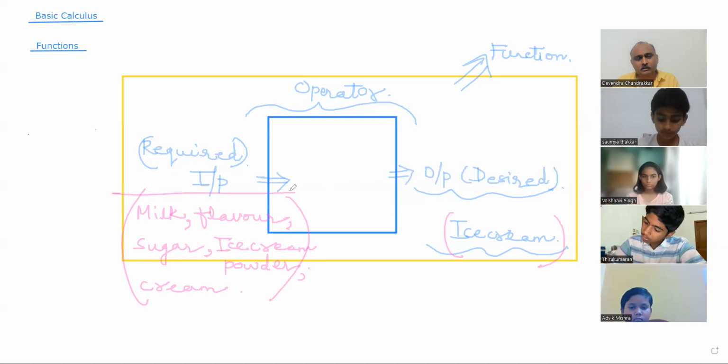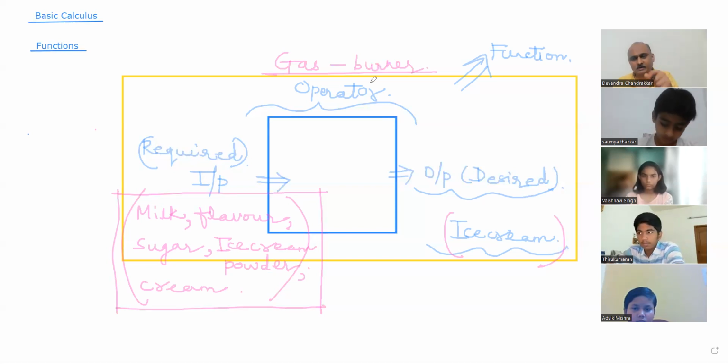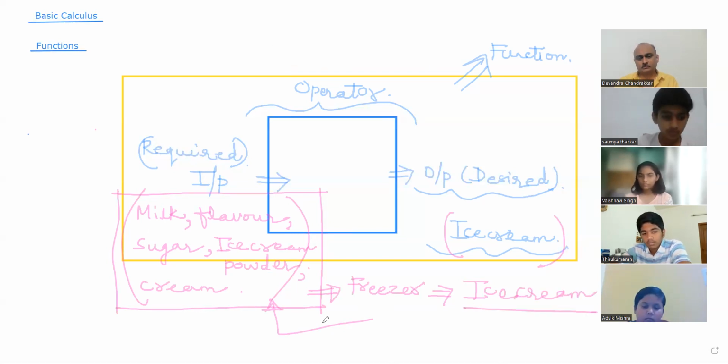Now, if you take all these ingredients, mix it well nicely, and put it in a vessel, and put that vessel on a gas burner and you switch on that gas burner stove, will you get an ice cream after some time? Obviously no, right? You have to put all these ingredients where? In the freezer, right? And this freezer will operate on these ingredients to give us ice cream. Yes or no? Yes. So this is a complete function.